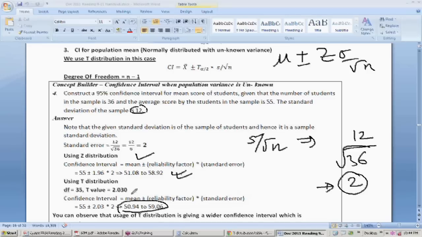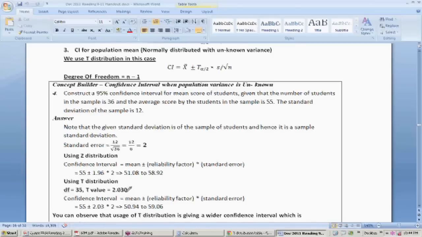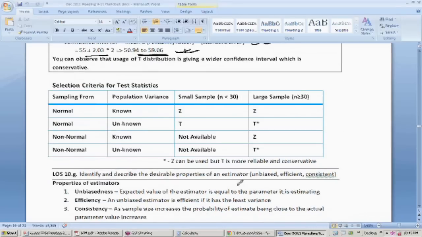But if you want to find T, the degree of freedom here is 35. Please note that degree of freedom 35 is not given in the table, so we can select 36 or 30, whatever. Here let's select 34, which is 2.032. So we'll select 2.032 and use that value to compute the confidence interval. This is how you will compute the confidence interval. Please don't forget to remember this selection criteria, which one to select, when to select T, when to select Z.